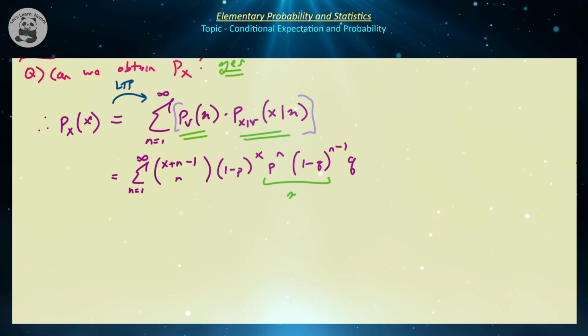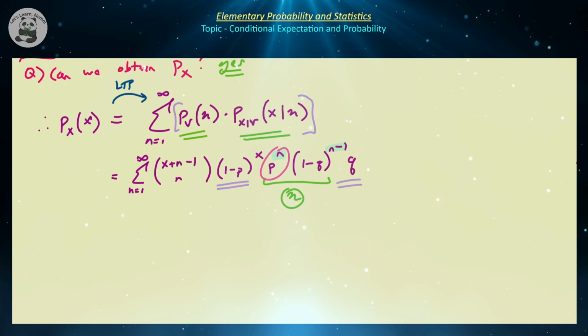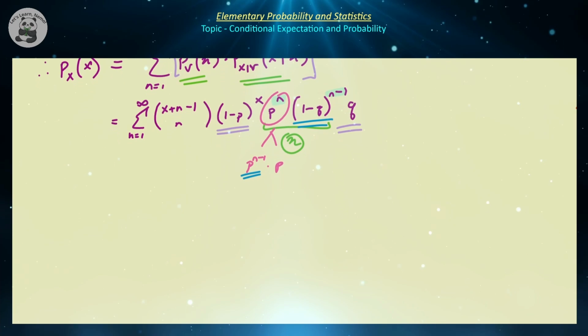So these things have n in it, and everything that does not have n in it, I can actually factor out. So this (1 − p)^x, and this q as well. I also want you to pay attention that these exponents are n and n − 1, so I can actually break apart this p^n into p^(n−1) times p, and then group together this p^(n−1) and this (1 − q)^(n−1) into the same power of n − 1.